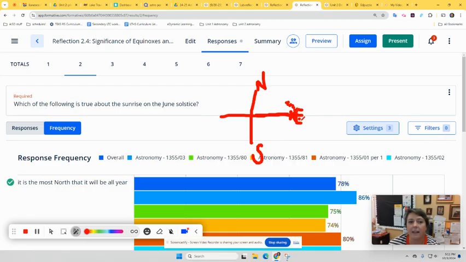And then it's going to come back down, and as we move towards the winter solstice, it's going to get closer to the southeast. Then it's going to stand still, and then it's going to come back up for the next equinox. On the equinox, it is always due east. So for the sunrise on the June solstice, it's going to be as northeast as it's going to get.